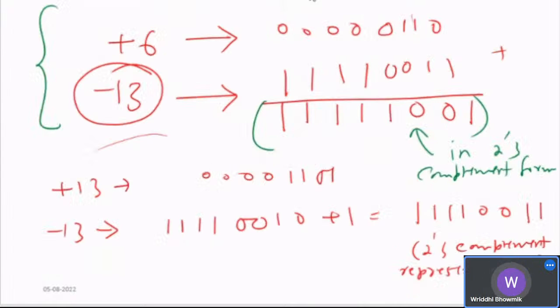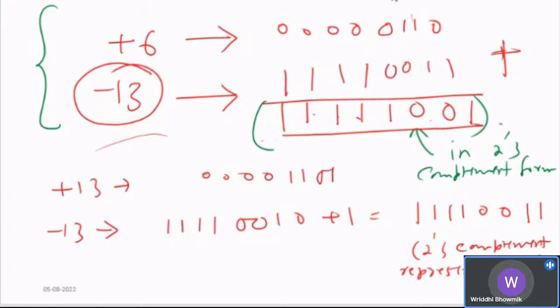But in this case, when you have minus 13 and minus 13 represented in 2's complement form, and when you add these two binary numbers, you can understand your result will be negative, and that negative result will be automatically represented in 2's complement form. So this 1111 1001 is actually the 2's complement representation of -7.